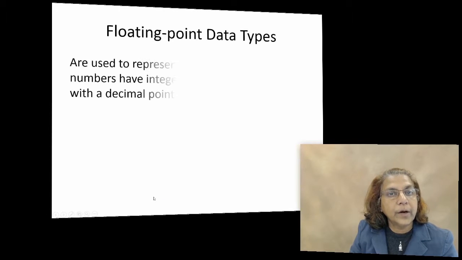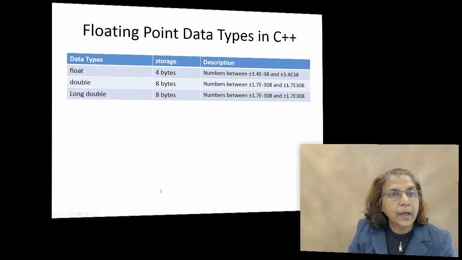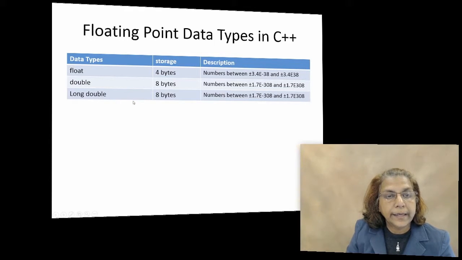Let's talk about floating point data types, and they are used to represent real numbers. These numbers have an integer part and a fractional part with the decimal point in between. And these are some examples: 8.9, 2030.68. And these are the supported floating point types in C++: float, double, and long double. Float occupies 4 bytes. Double occupies 8 bytes. Long double occupies 8 bytes, and in some computers, 10 bytes.